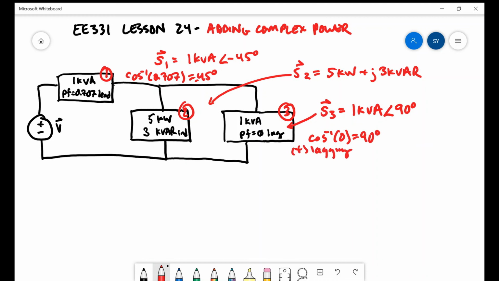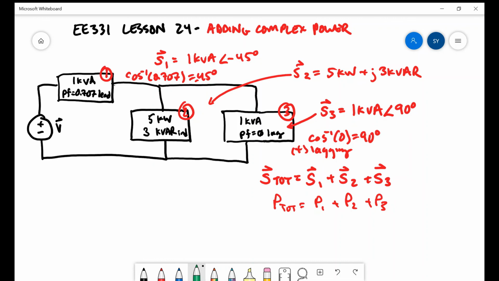So if I want to find S total for the whole system, I could make S total equal to S1 plus S2 plus S3. Notice this would be the same if I actually took the P components and said P total equals P1 plus P2 plus P3. I could also take the reactive components and say Q total equals Q1 plus Q2 plus Q3. The one thing I cannot do is add the apparent powers, because the vectors aren't pointed in the same direction.